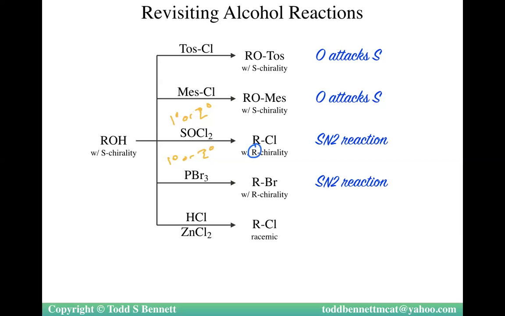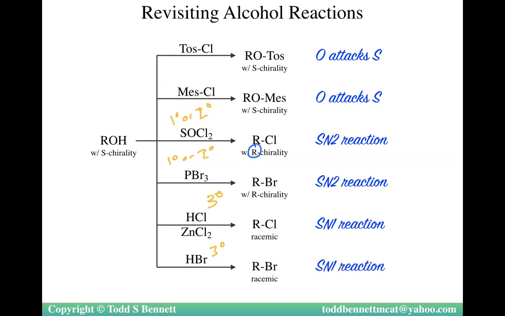You can also add HCl, a strong acid, and zinc chloride and turn it into a Cl. That will work with a tertiary. And then HBr, same story. It will work with a tertiary. But keep in mind, SN1 means racemic mixture. So alcohols, you can make them better leaving groups so they can carry out these reactions, or you can also convert them over through some of these reactions. Okay, so far so good.